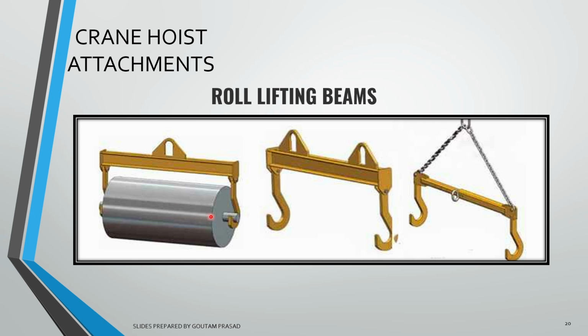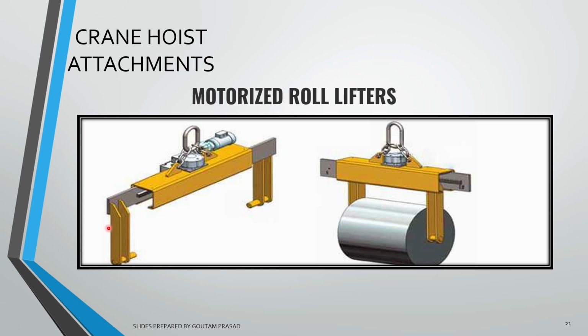So different types of spreader beam, supported at two places, supported at one place, and supported at both the sides with the help of chain sling. So different types of spreader beams are available in the market for different requirements. Here, this is a motorized roll lifter. So basically, this end and this end are able to move, and that is why they are able to lift rolls like this.